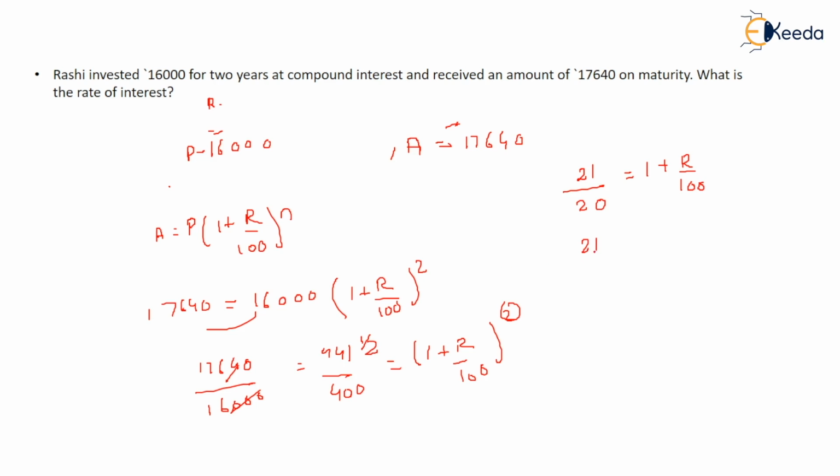That is 21 by 20 minus 1. This comes out to be 1 by 20, and this is R by 100. 100 goes to that side. 100 by 20, that is 5%. So 5% is the rate of interest. Okay, so this is how you need to solve it.